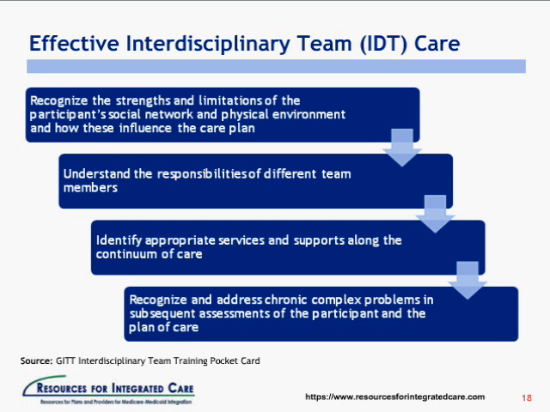We need to also be able to recognize the strengths and the limitations of the participant's social network and the physical environment. These are elements that certainly will influence how we develop our plans of care. And again, what are the different responsibilities for the different team members? What are appropriate services and supports along this continuum of care within the continuum?